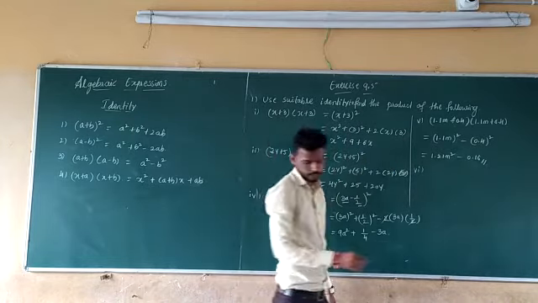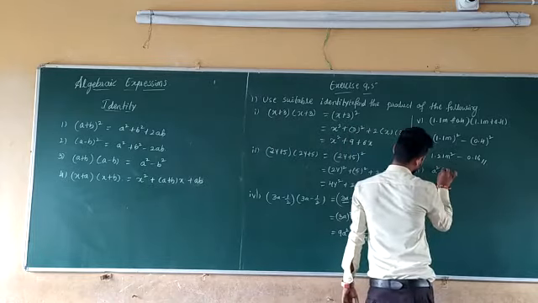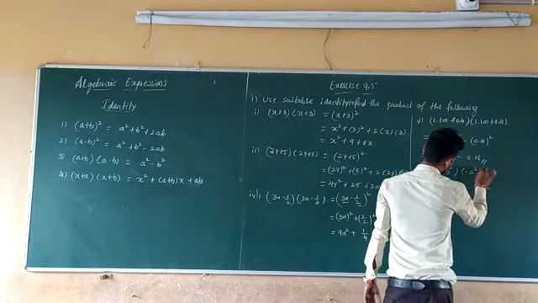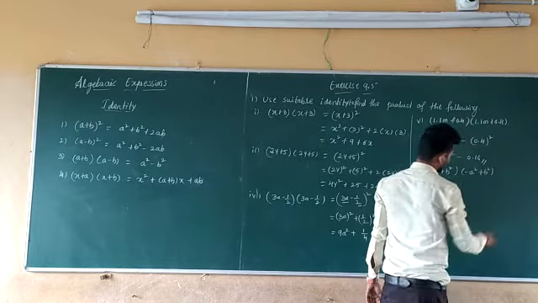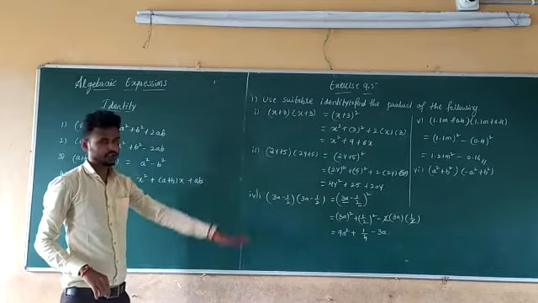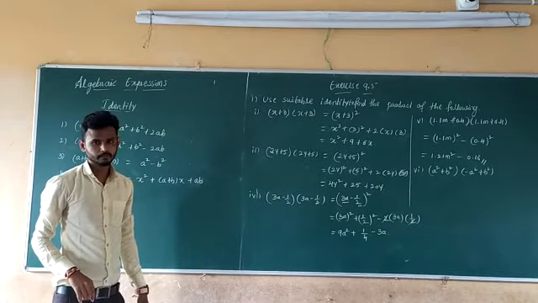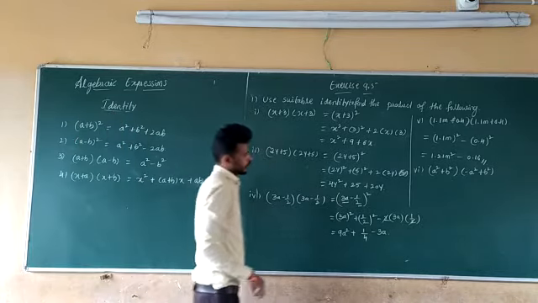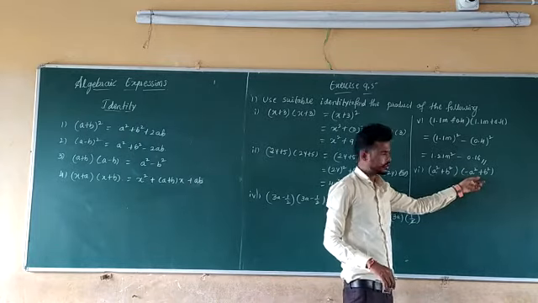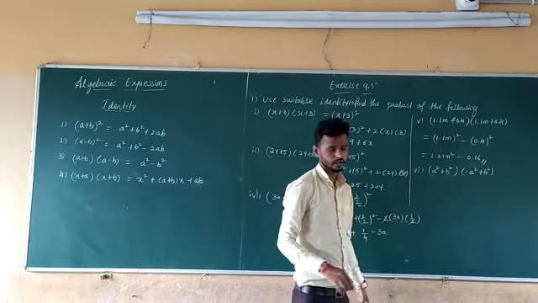a square plus b square into minus a square plus b square. So now that is of which identity? So this is of the third identity. How? Means just you need to rearrange it. Let us see how.